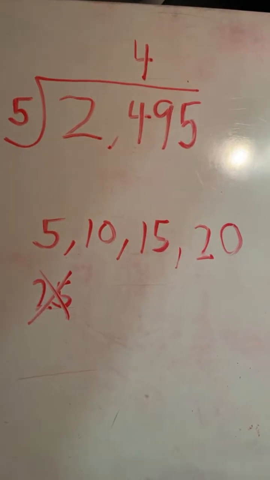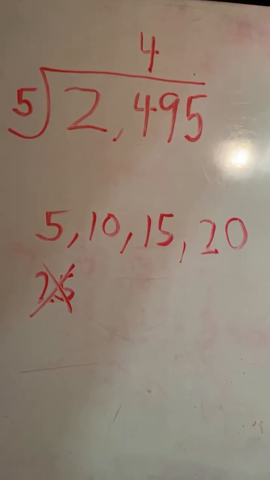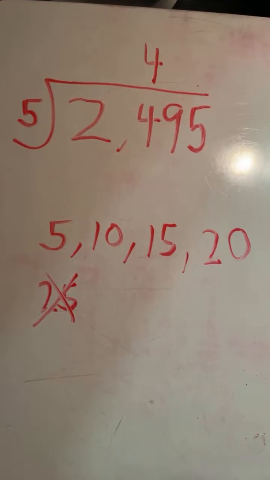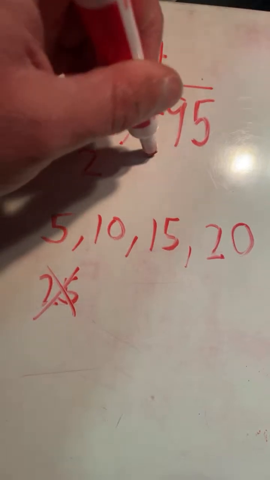Now, to find our remainder, we have to subtract the last number that we skip counted. So the last number that we skip counted without passing 24 is 20. So 20 is what we need to subtract.